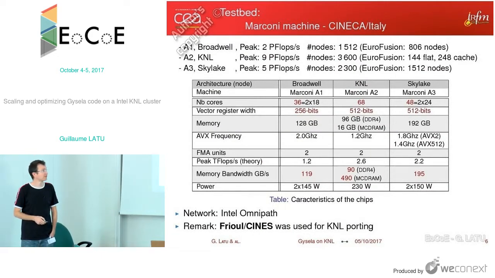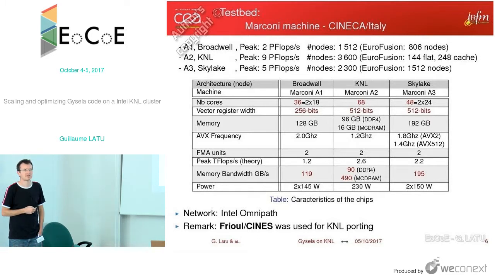The testbed we use for this work is the Marconi system that was described yesterday. The EUROfusion consortium that targets fusion energy has a given number of nodes within this Marconi machine, so we have access to many resources there. Here are the nodes that we can access in this Marconi machine. We have had access to Skylake nodes since 1 or 2 months ago. You have the number of cores written here.